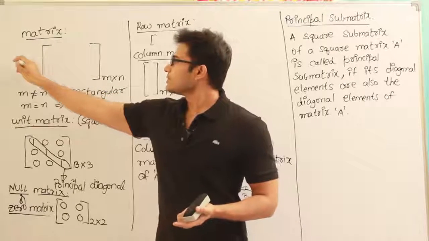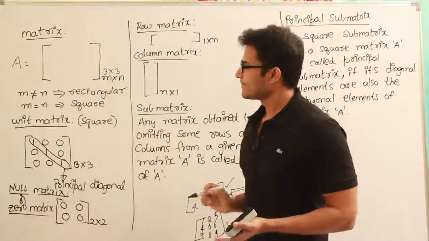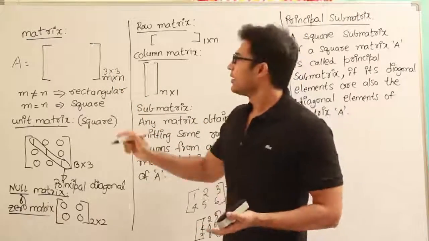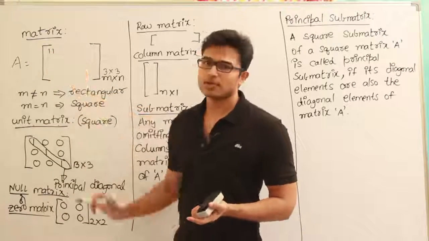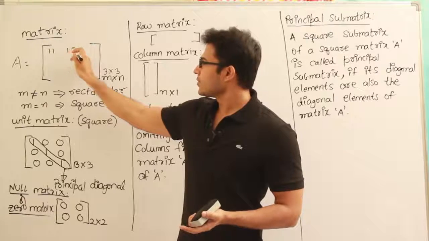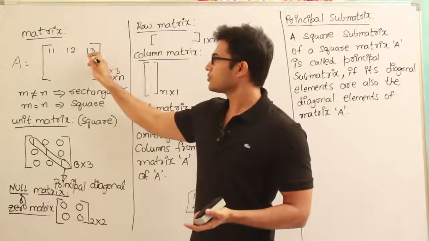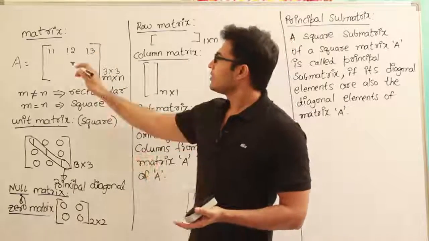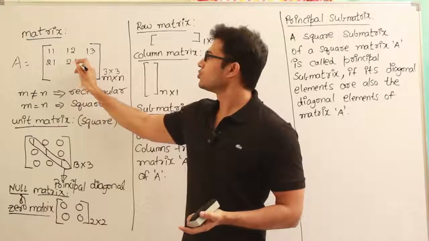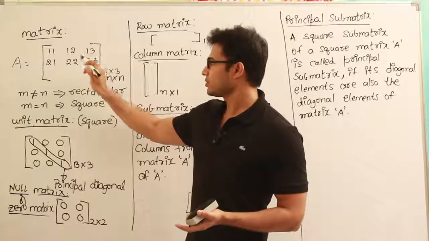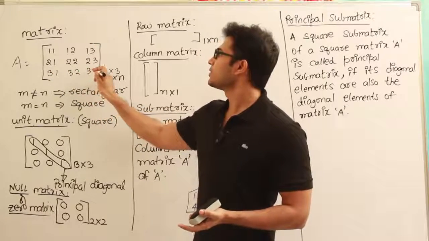See, let us say this is a matrix A, and it is a 3 by 3 matrix, and it is having 9 elements, and now the location of the first element is 1 1, first row first column, and the location of the second element is 1 2, first row second column, and the location of the third element is 1 3, first row third column, right? And then the location of this element is 2 1, second row first column, 2 2, second row second column, 2 3, second row third column, and then third row first column, third row second column, third row third column.